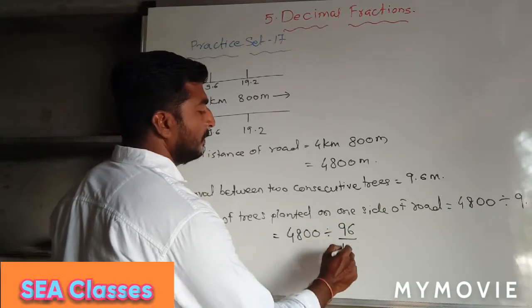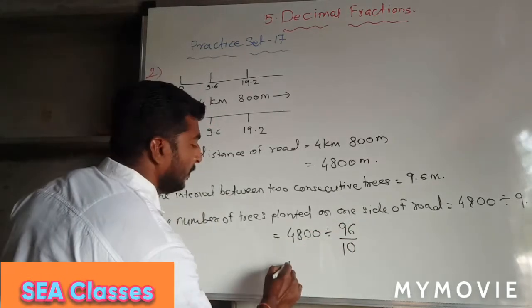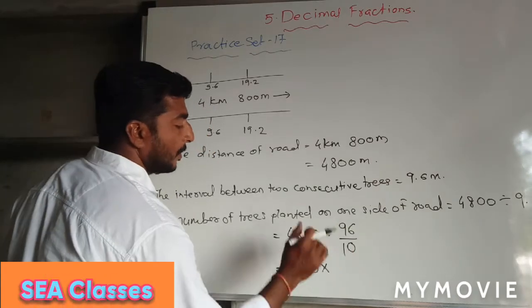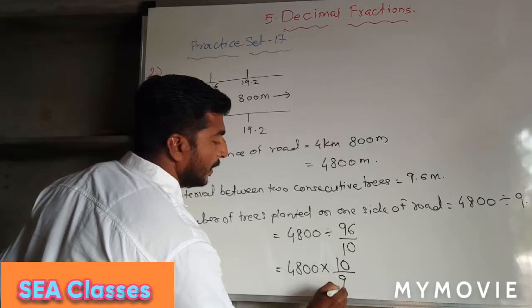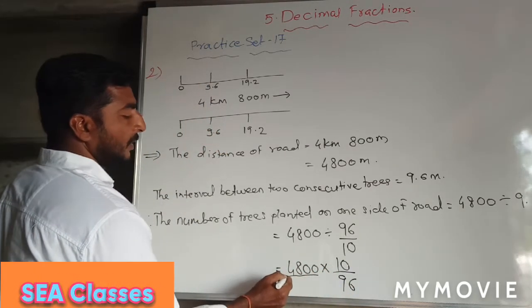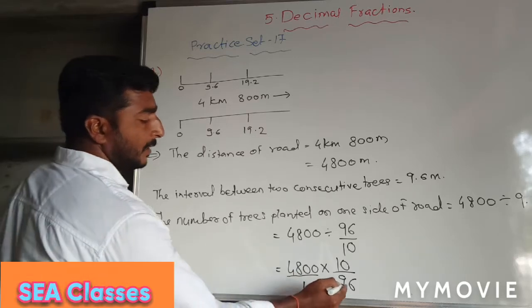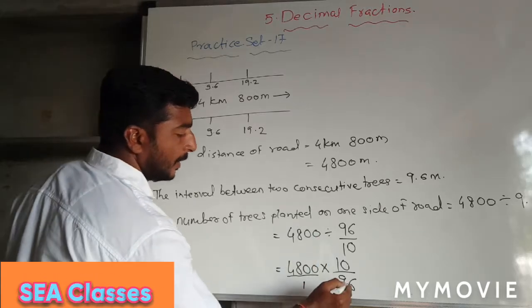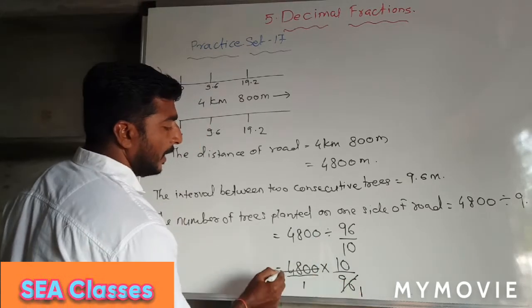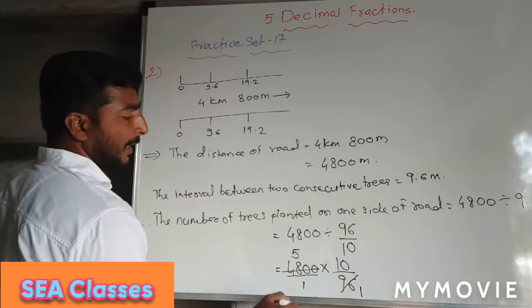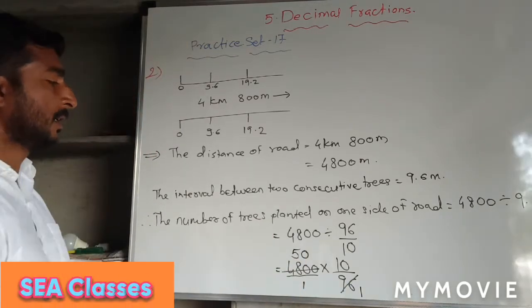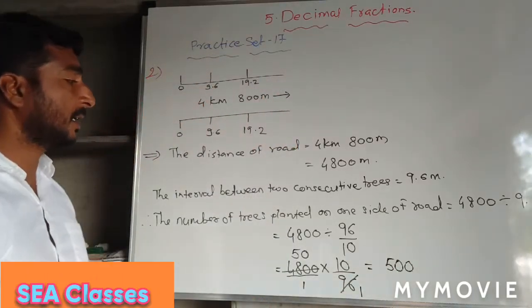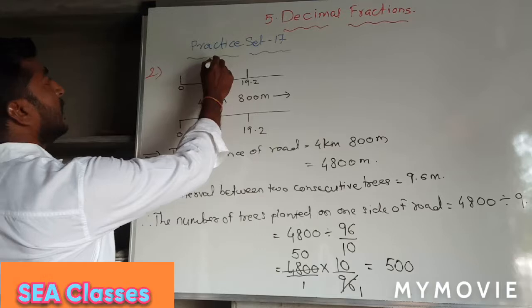it is 96 upon 10. Then 4800 multiplied by, now you have to take the reciprocal of 96 upon 10, that is 10 upon 96. Now you will see in the numerator there is 4800 and in the denominator there is 96, which means you will divide 4800 by 96, and if you divide you will get 50. So now what remains with you? There is a 500. That means there are 500 trees to one side.